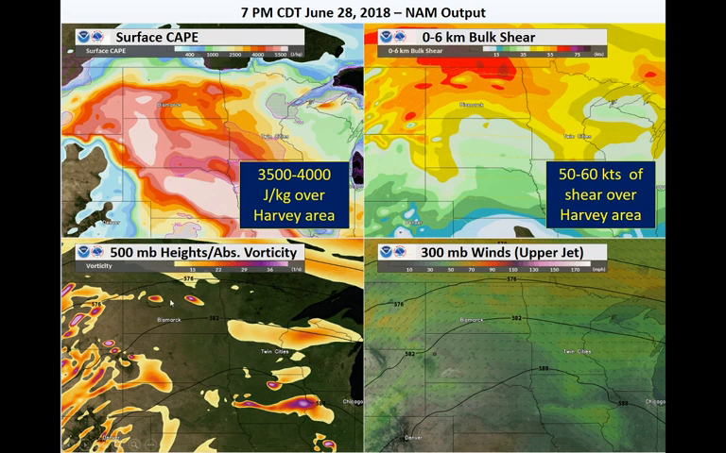And not too much going on at 500 millibars, and here we can see our upper level jets kind of up here, up in Canada.